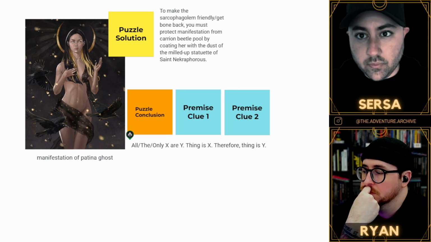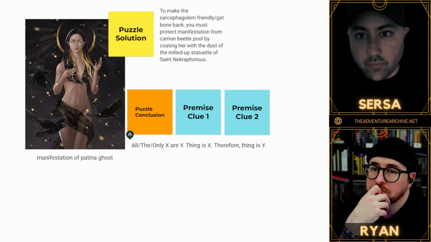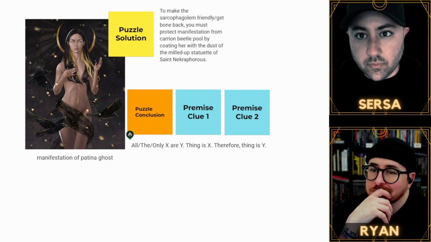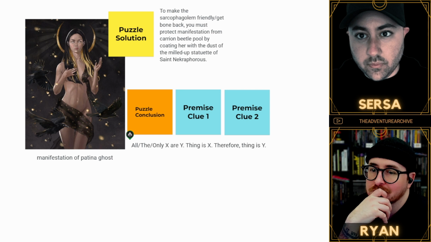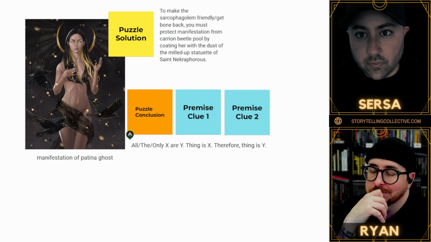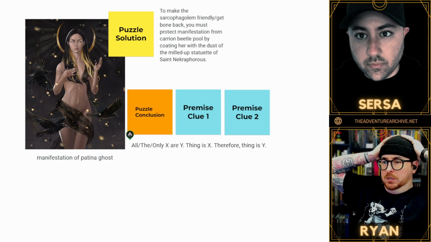So I think this might be our X: our statuette. So only the statuette, or it could just be only Saint Necrophorus is Y. So let's come up with an interesting bit of lore. Again, this is a lore puzzle that I was talking about in the previous episode. We're just coming up with cool details. What's something unique about Saint Necrophorus in her lore that we could use to populate this little part of the syllogism here? So only Saint Necrophorus is something.